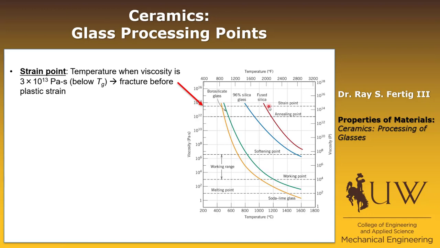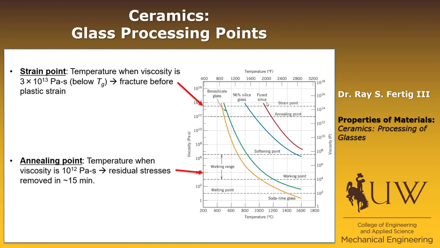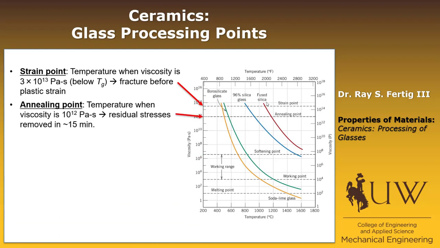And what you can see is that, let's take the strain point. There's fused silica. Strain point is 1100 degrees. Down at the soda lime glass, we're less than 500 degrees C. Next processing point that's important is the annealing point. And it's defined as 10 to the 12 Pascal seconds. And it's the temperature that when you apply that, the residual stresses are typically going to be removed within about 15 minutes.